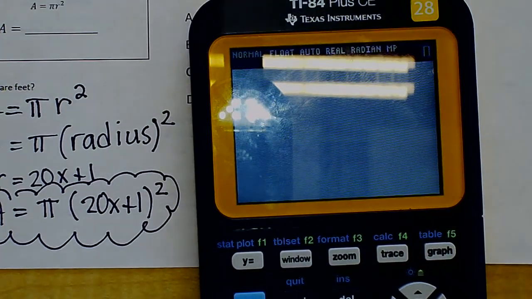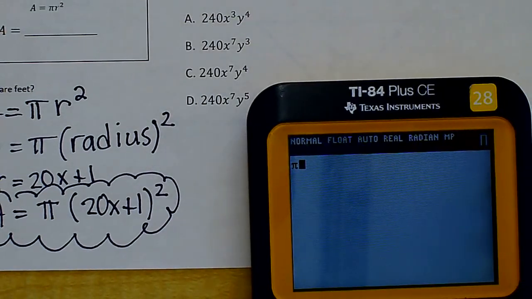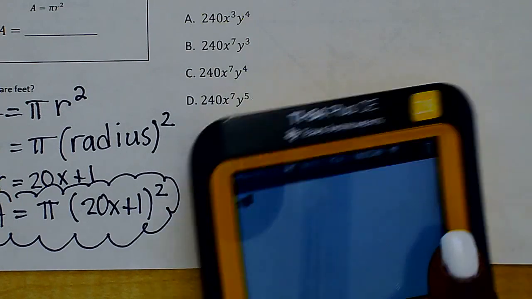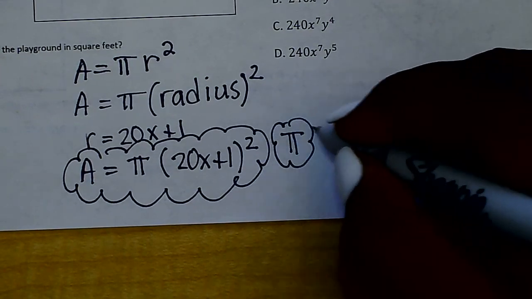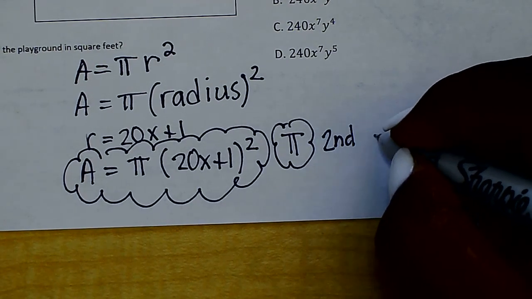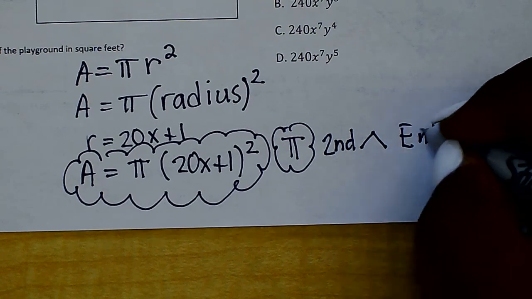First, you have to be out of this one. Press the second caret key, and there's your pi. I don't know if you see it, it just popped up right there. So in order to get pi, you have to press second in this form, and then press enter. That gives you pi.